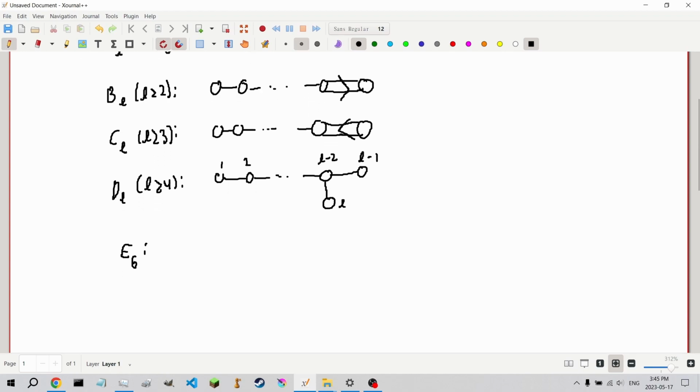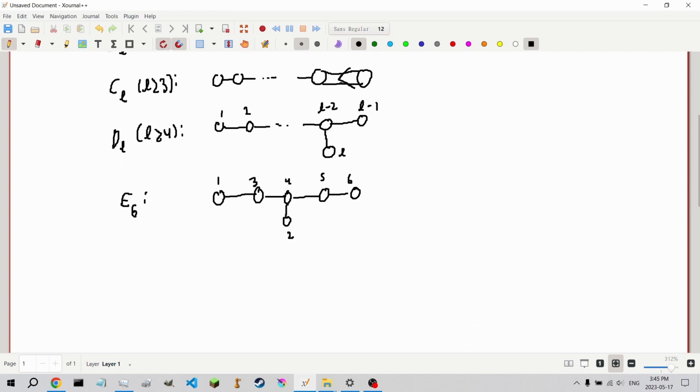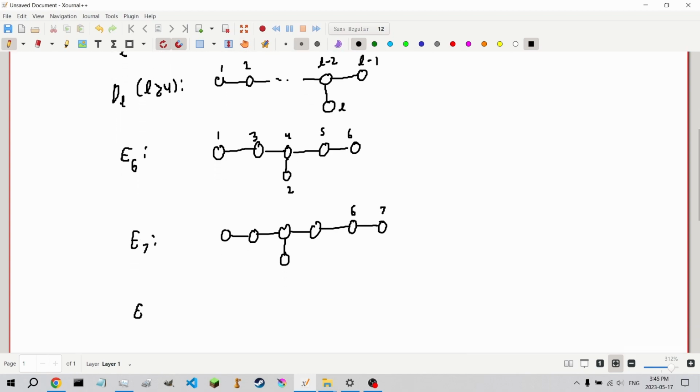We then have the E's. E6 looks like this, with this being node 2 and 1, 3, 4, 5, 6. We have E7 with 7 nodes, which is the same thing, except now connected to 6 is 7. And we also have E8, which, you'll never believe this, is just 7 on to 8. There we go.